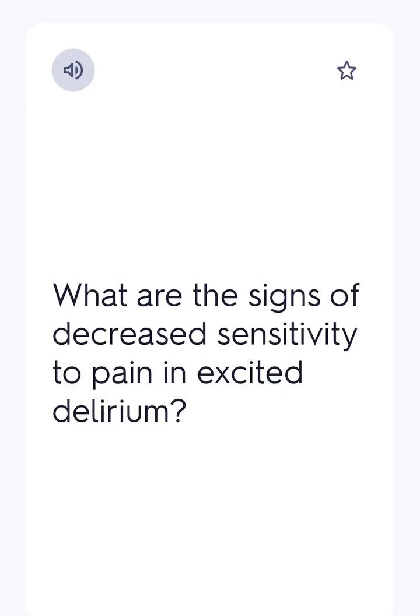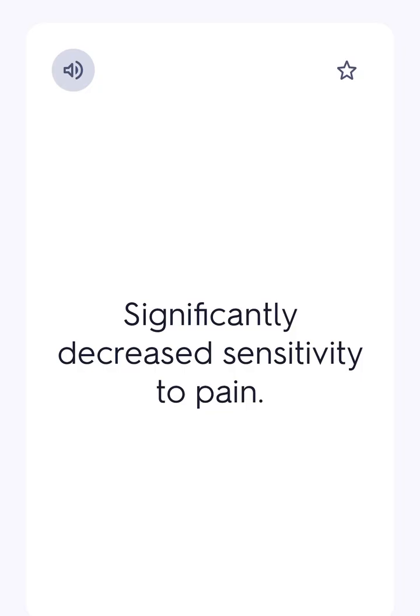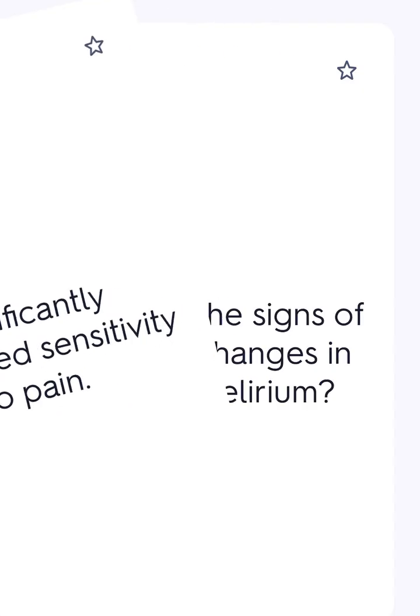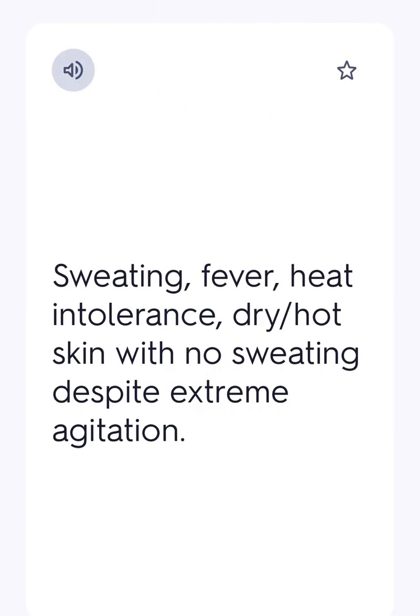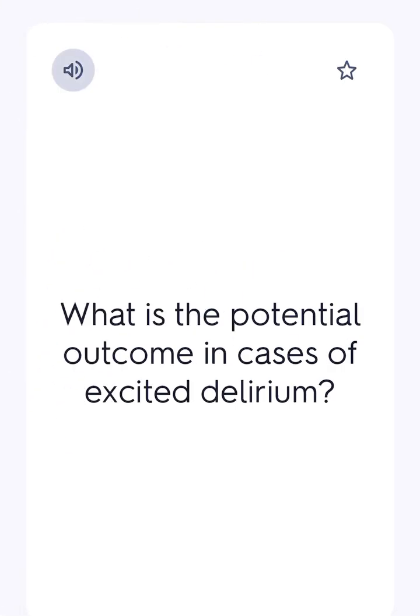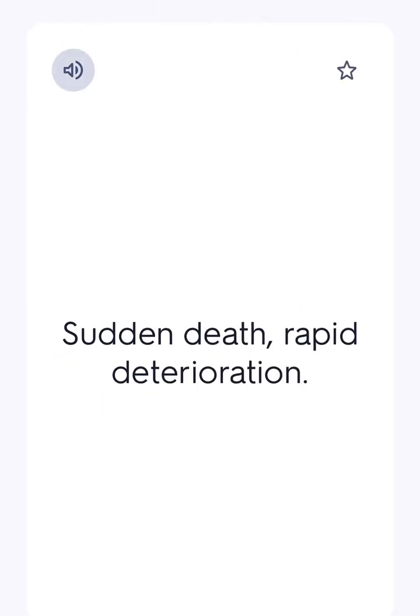What are the signs of decreased sensitivity to pain in excited delirium? Significantly decreased sensitivity to pain. What are the signs of physical changes in excited delirium? Sweating, fever, heat intolerance, dry/hot skin with no sweating despite extreme agitation. What is the potential outcome in cases of excited delirium? Sudden death, rapid deterioration.